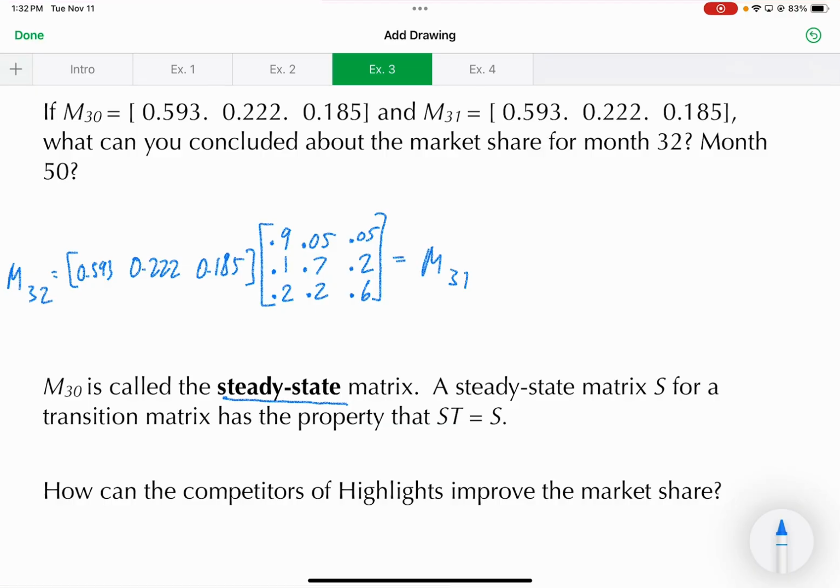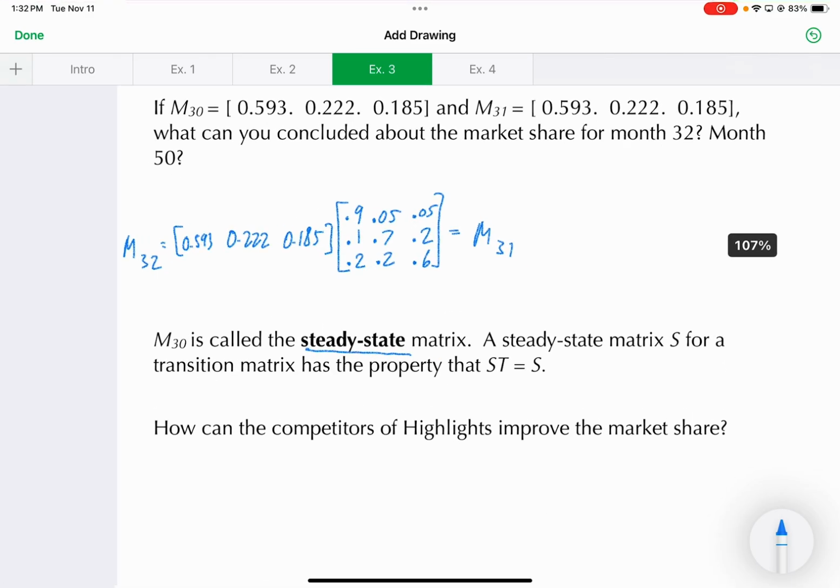So if things continue as they are, eventually we will reach a steady state where things just stay status quo, okay? The steady state matrix S for a transition matrix has the property that if you multiply your steady state matrix S times your transition matrix, it's just going to equal whatever that steady state matrix is. Okay, so you multiply it and then it just equals that same steady state matrix.